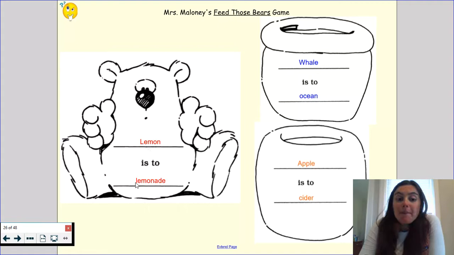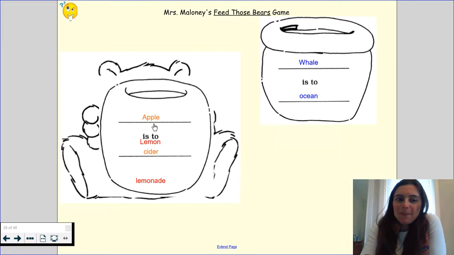Lemon is to lemonade. Okay, so a lemon is used to make lemonade, right? That's what I'm thinking. Now we have whale is to ocean. Whale's an animal that lives in the ocean. And then apple is to cider. Have any of you had apple cider before? I like it in the fall. So I think that apple is to cider goes with lemon is to lemonade, because lemons and apples are what are used to make those delicious drinks. Let's find out. We got it.